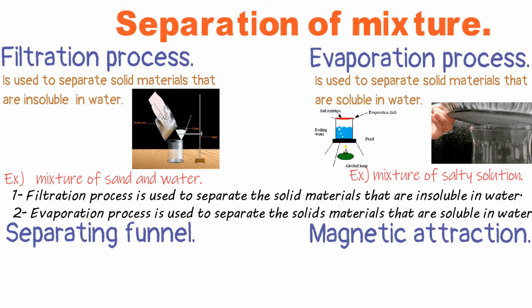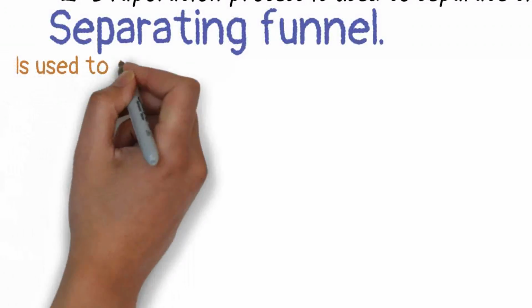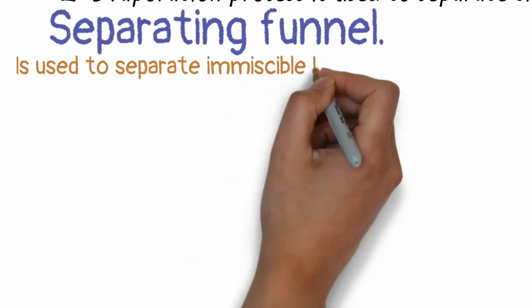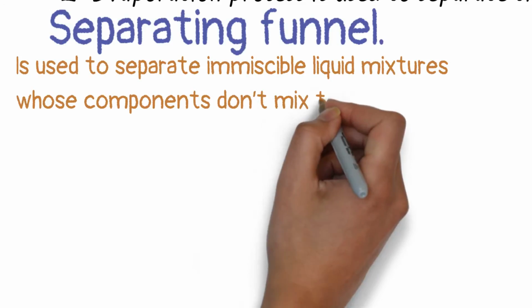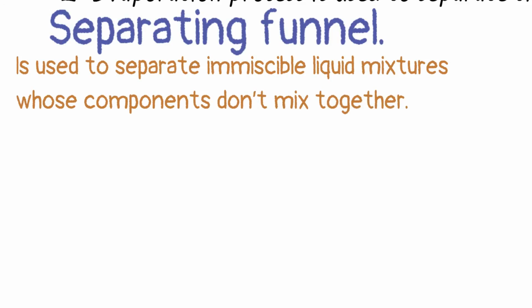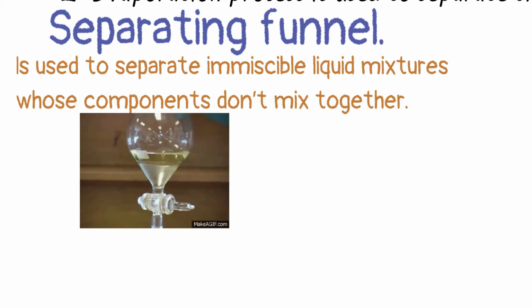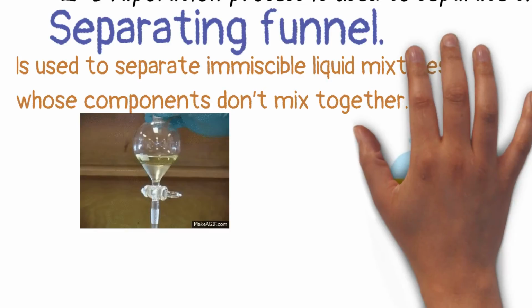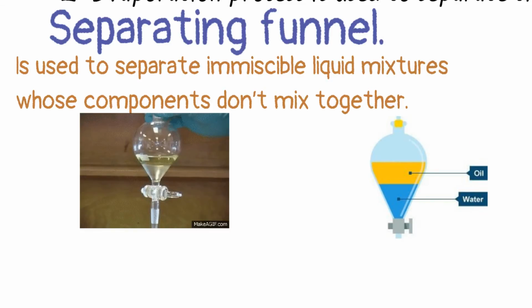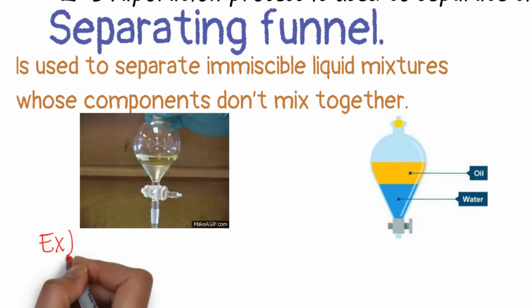The third method here is the separating funnel. The separating funnel is used to separate immiscible liquid mixtures whose components don't mix together. Immiscible liquid means the components of this mixture don't mix together. Like what? Like the water and oil. The water and oil don't mix together, so we use the separating funnel to separate them.